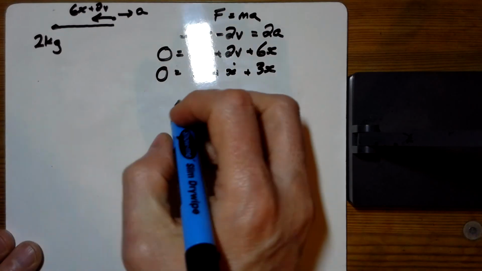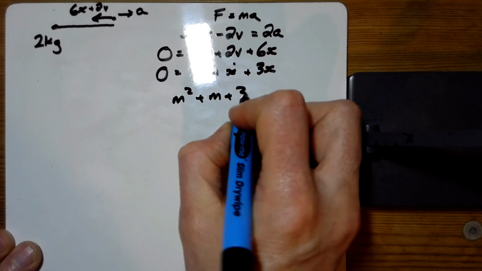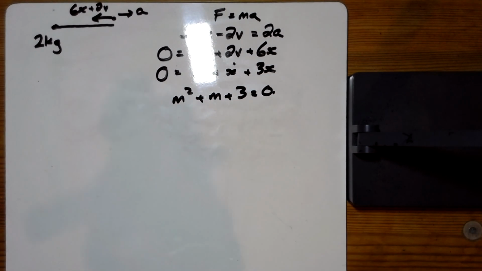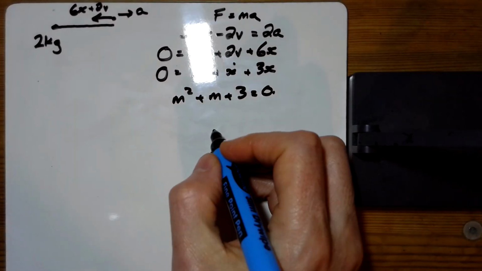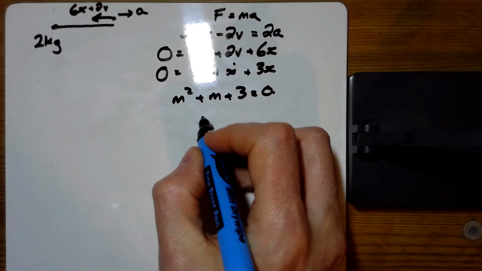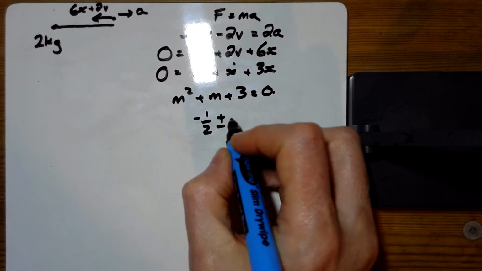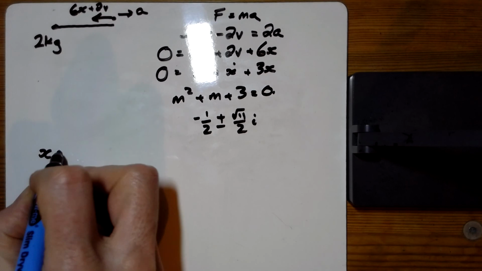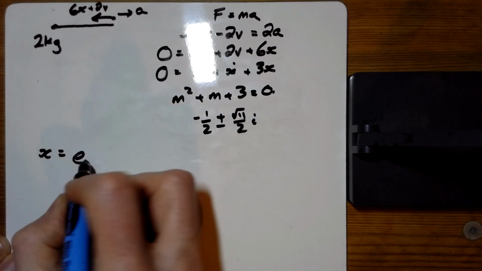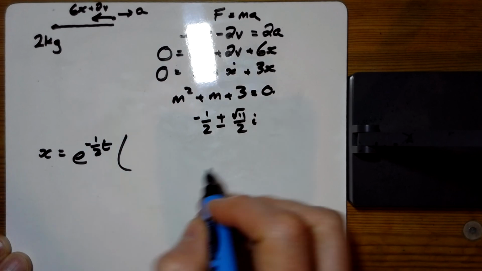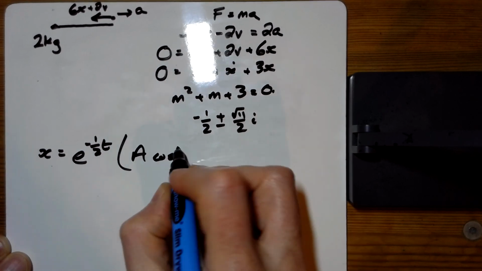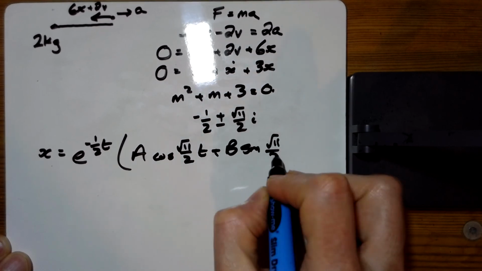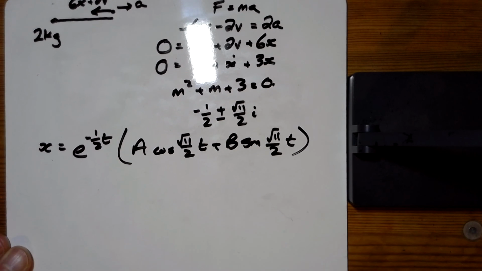So solving that, the auxiliary equation is m squared plus m plus 3 equals 0. That is going to be imaginary. Sorry, just tap that into the calculator. That is giving minus a half plus or minus root 11 over 2 i. That's not pleasant. So our solution is going to be e to the minus a half t, and then we've got a cos root 11 over 2 t plus b sine root 11 over 2 t. So that's my general solution.